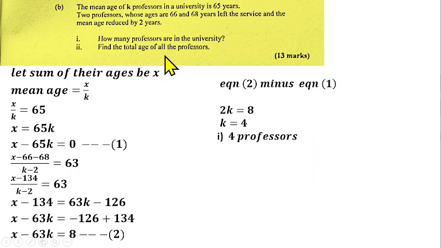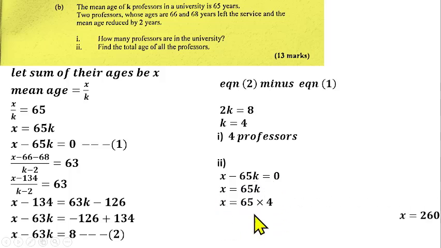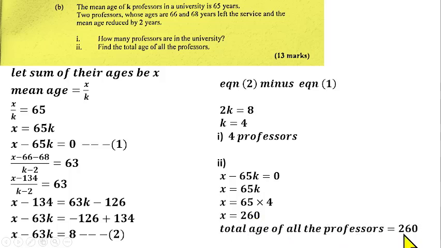Then find the total age of all the professors. The total age of all the professors will be our s now. From which equation are we using? From equation 1, s minus 65k equals 0. So if you take this one here, s will be equal to 65k. So s will be equal to 65 times 4, that will give us 260. So the total age of all the professors is 260.